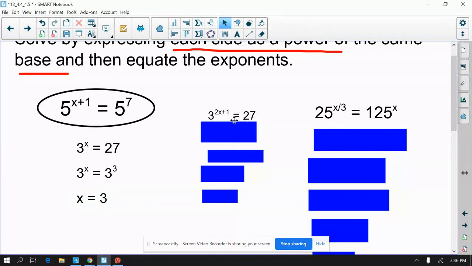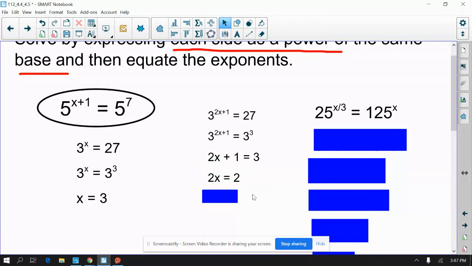Similar thing here, but the exponent's a little bit more complicated. 27 is still 3 to the third. And now if these two things are equal, then their exponents have to be the same because their bases are the same. So 2x plus 1 has to equal 3. You subtract the 1, you divide by 2, you discover that x is 1.